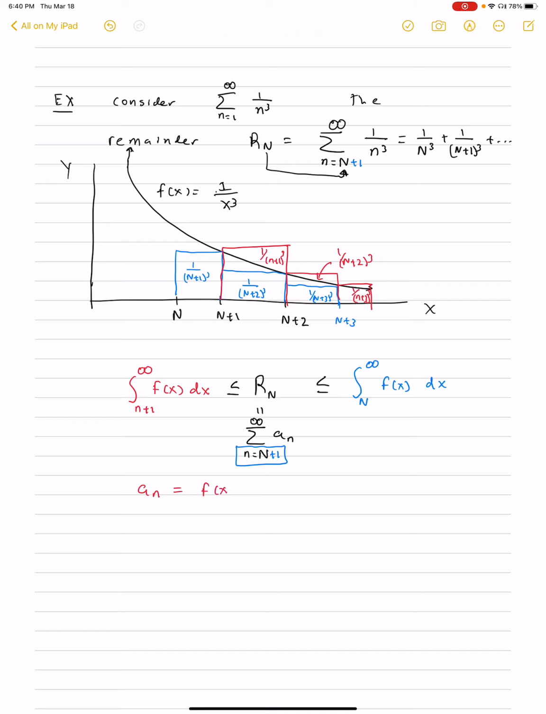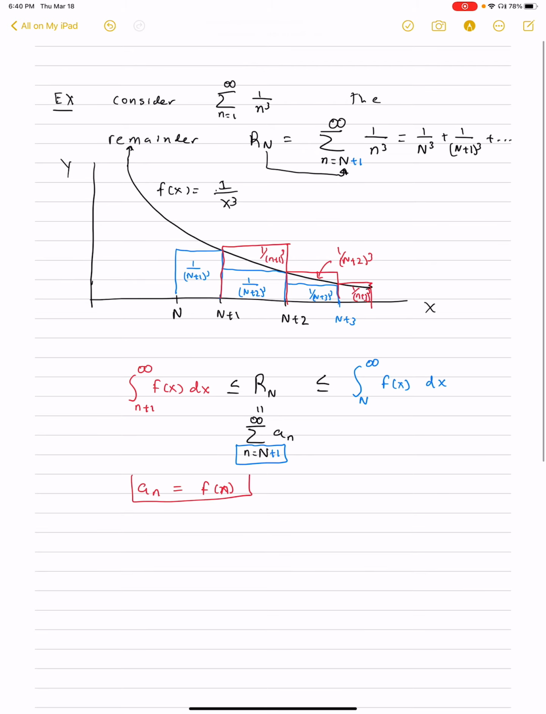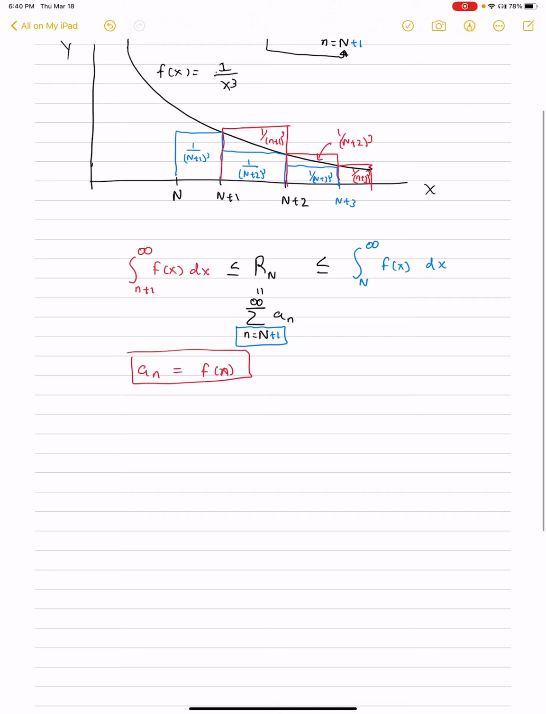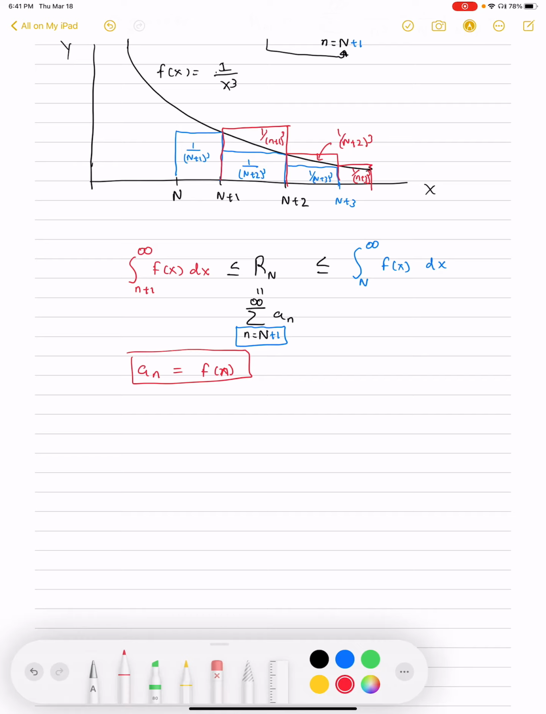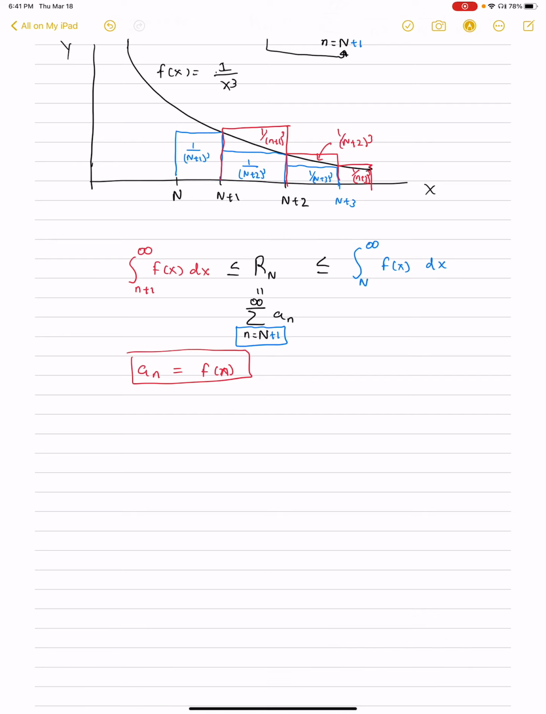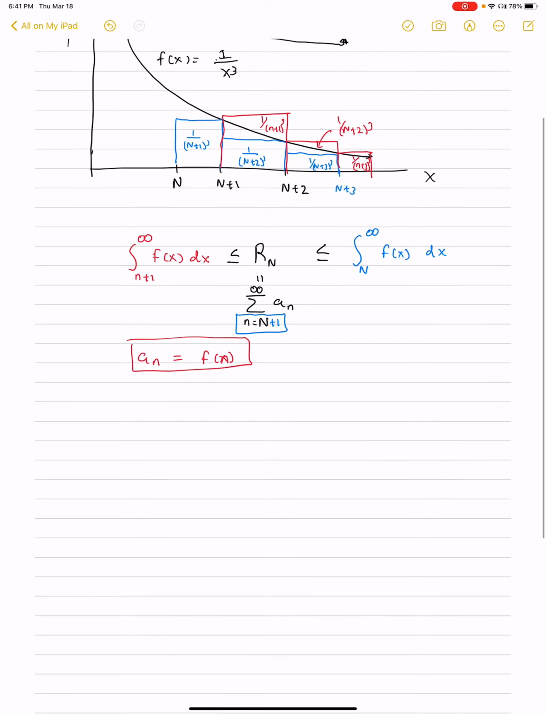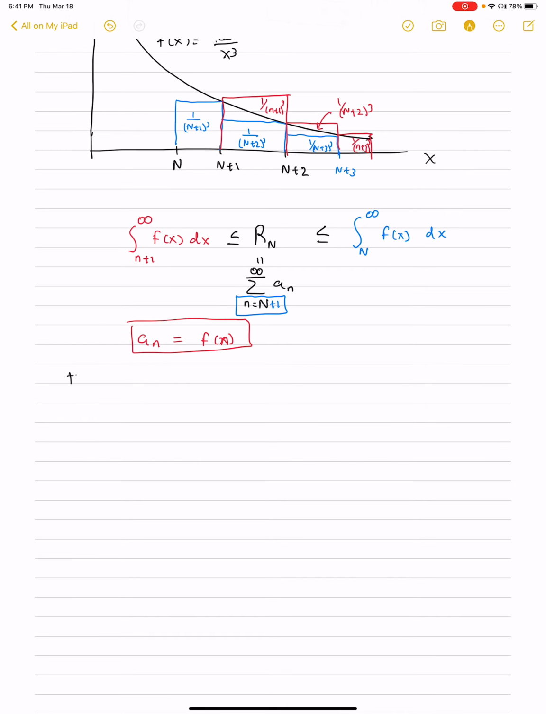One thing I should point out is that a sub n is equal to f of n. This is a key relationship. What this tells us is it gives us a remainder estimate, what we just proved in this example. We didn't prove it in full generality, but the idea is conveyed. So there's this theorem, the remainder estimate for the integral test.